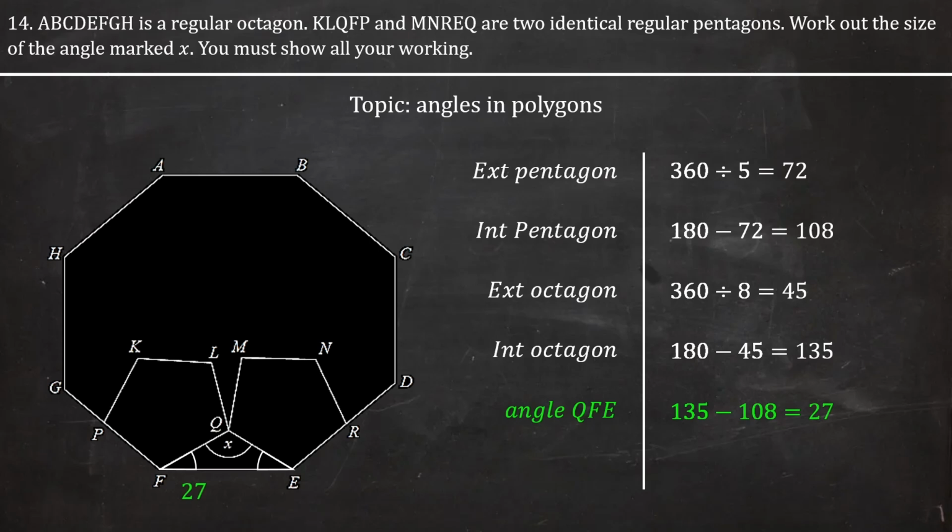And if QFE is 27, QEF is 27 as well, because that is an isosceles triangle. Why is it an isosceles triangle? Because the question is telling me that those two pentagons are regular, so all sides are the same, and they are identical. Cool? So we have those two angles. Now finding x is easy. X is going to be 180 minus those two angles, which gives you 126 degrees.